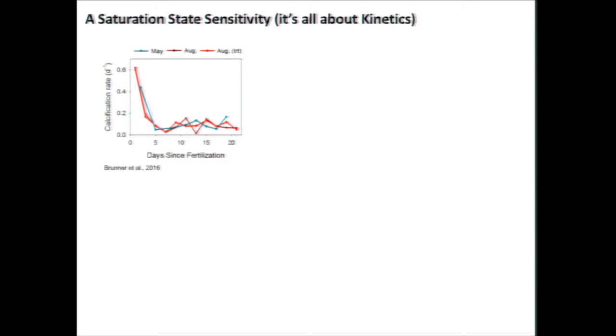I'm going to show you some more data later in the talk. But this is basically trying to look at calcification rate. This was earlier work we did in one of the oyster hatcheries. What this demonstrates is a really high rate of calcification in that early period when they first build their shell, and then that calcification rate drops. These are 3 different cohorts of Pacific oyster larvae.